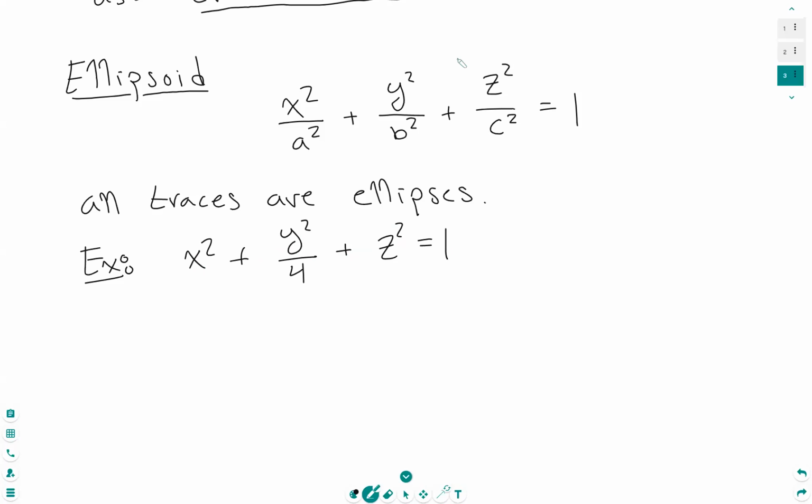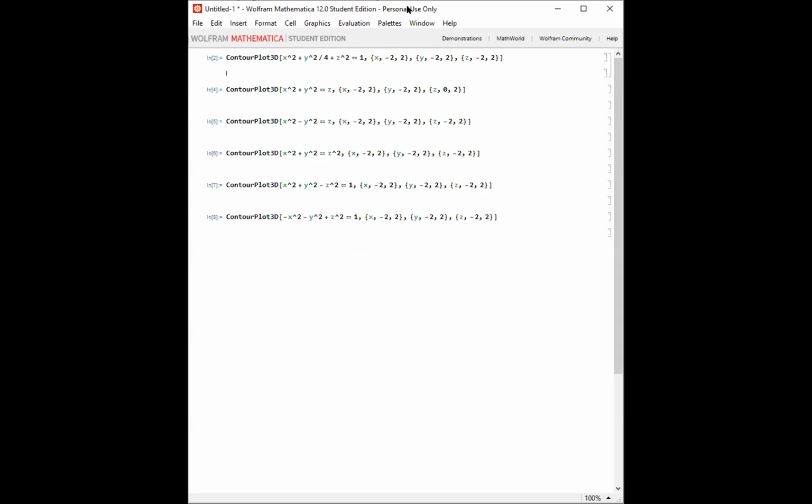Let's do a new share, and we're going to pull up Mathematica. Now, do you guys see Mathematica here? I just want to confirm if you're in chat. Yes, okay, perfect.